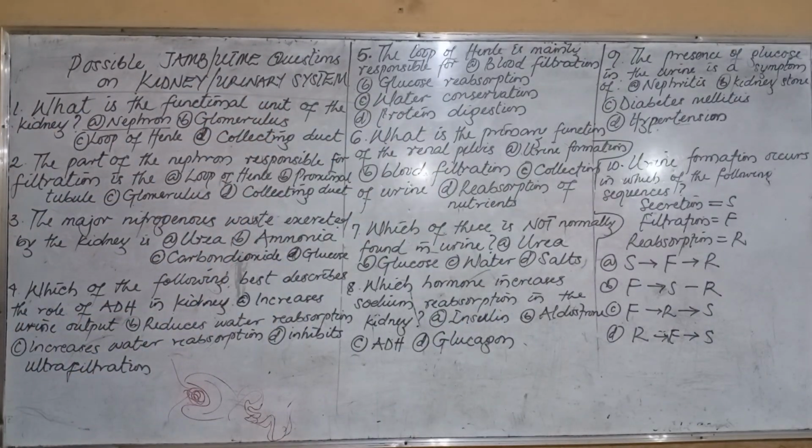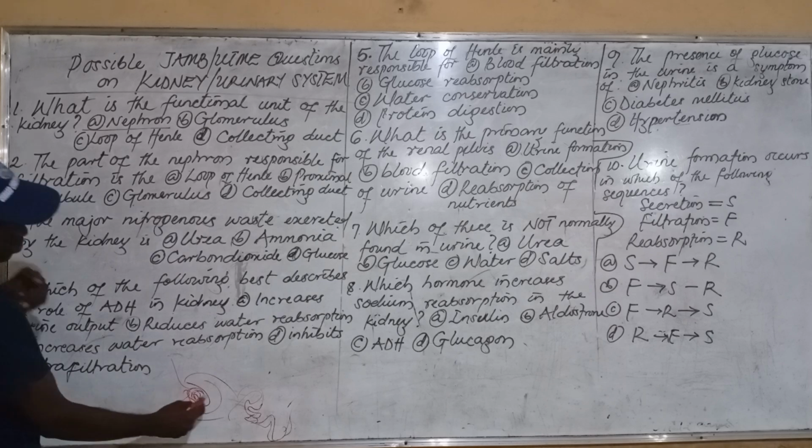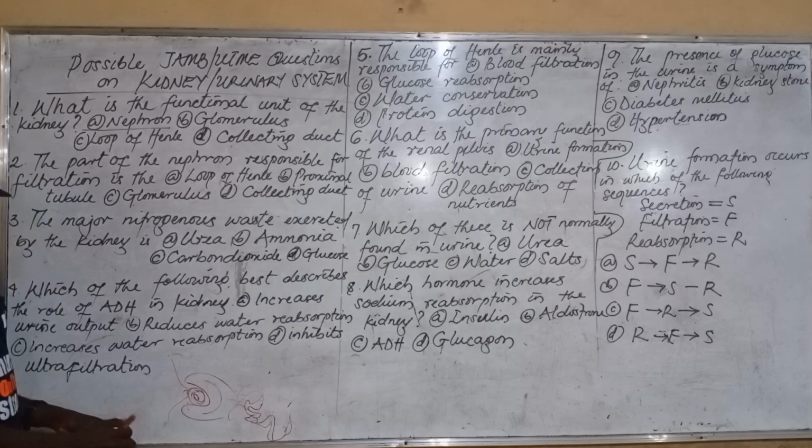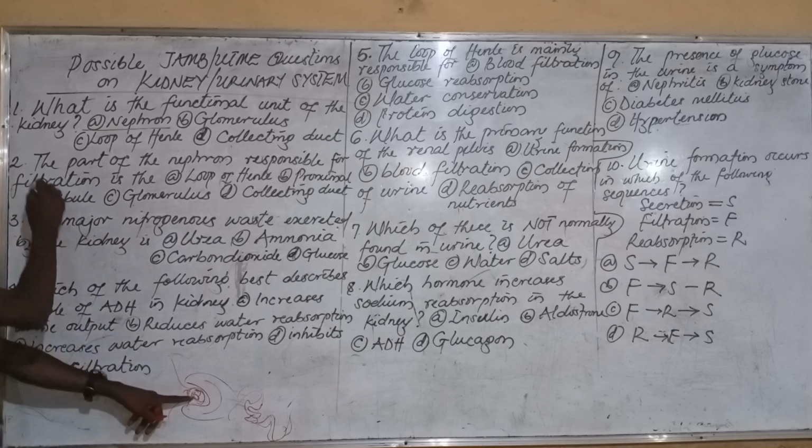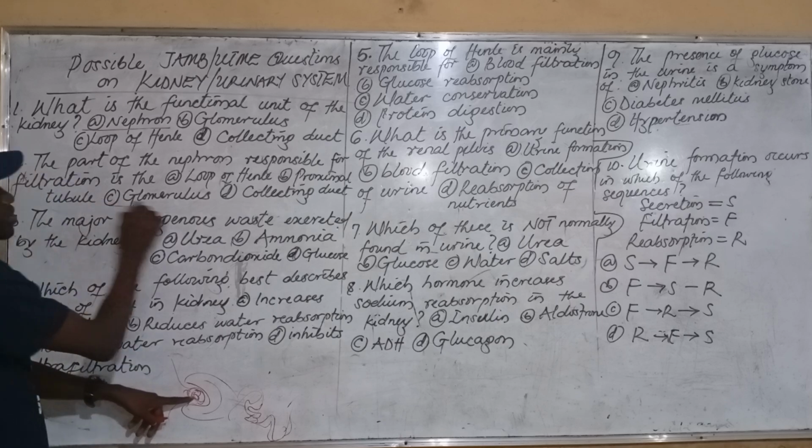The next one says the part of the nephron responsible for filtration is what? So where does filtration take place? So you're going to notice a network of like wire here. This is called the glomerulus, and that is where the filtration takes place, the glomerulus.